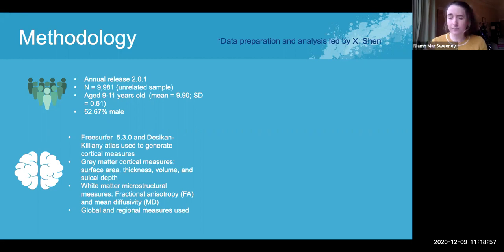And for those of you that aren't too familiar with these measures, FA and MD are a measure of the integrity of these white matter tracts that run across the brain. So lower FA would be indicative of reduced integrity of these tracts. And we looked at both global and regional measures.